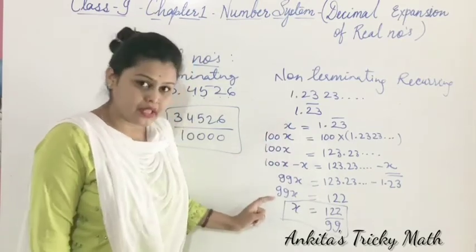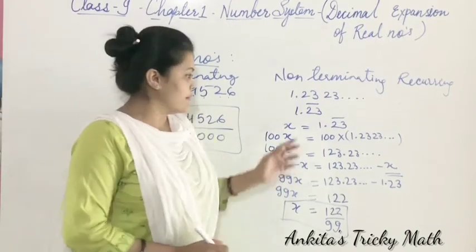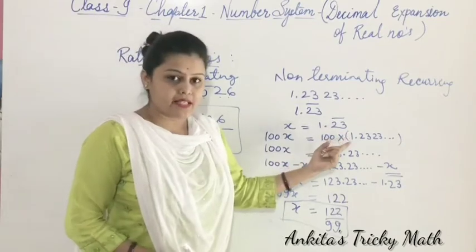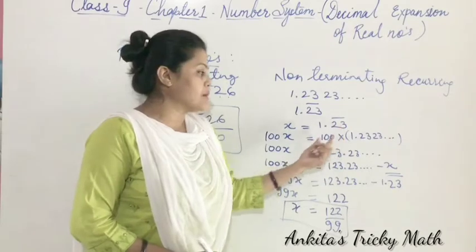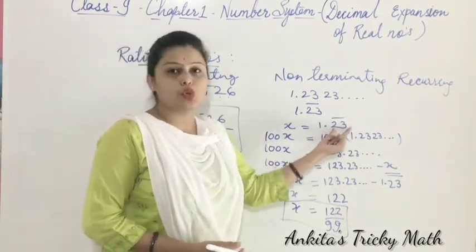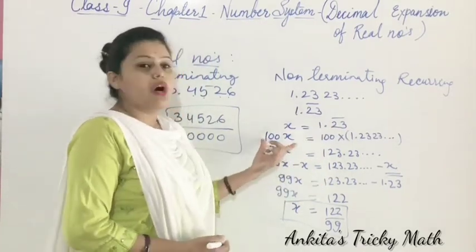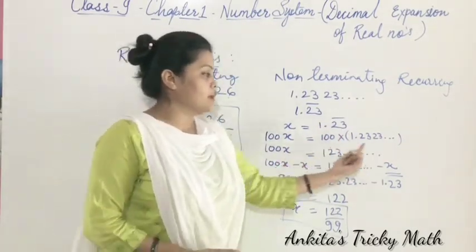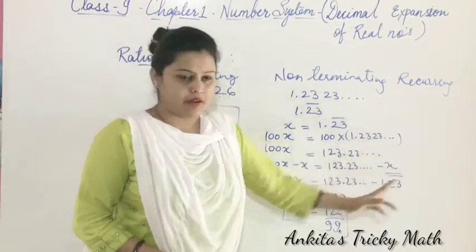Once again you see this method, because this method will be useful for you in the questions of the exercise. So if a recurring number is there, non-terminating, we'll take it as x. After the decimal, how many digits are there? That much zeros, that means that much place we will multiply. That is, if 2 digits are there, so 100 we will multiply. If 1 digit is there, 10 we will multiply. So 100x equals to 100 into this number. As we can see, 100 into 1.2323 will give 123.23 dash dash bar.